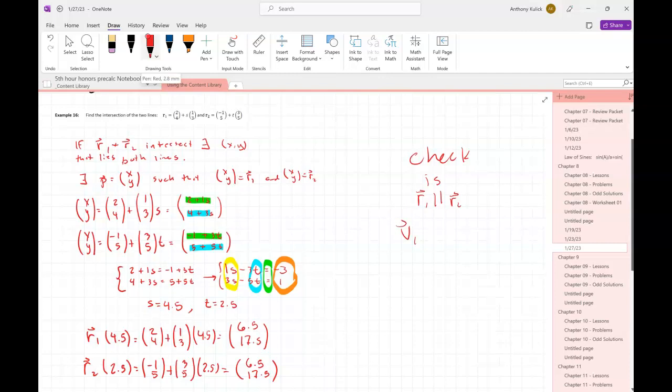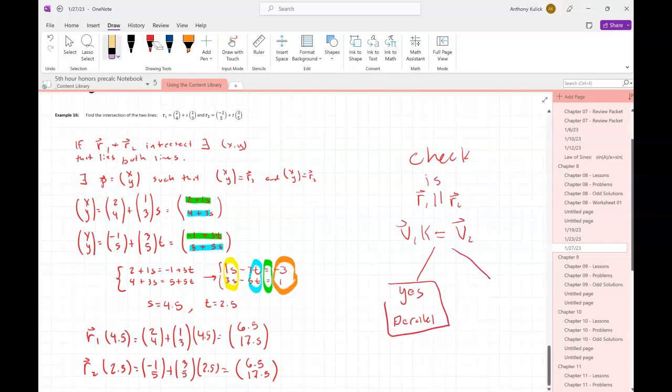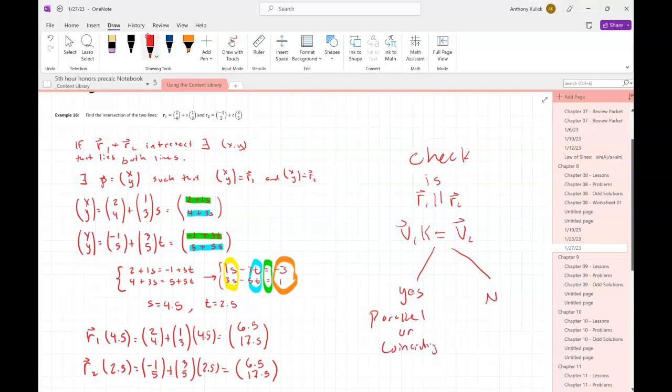I would see if K times the slope vector for R1, if I can find a constant so that that's always true, then I know they're parallel. If the answer's, oh, that doesn't tell me that, parallel. So that means if it's yes, they're either parallel or coinciding, right? No, that means there's just one intersection.